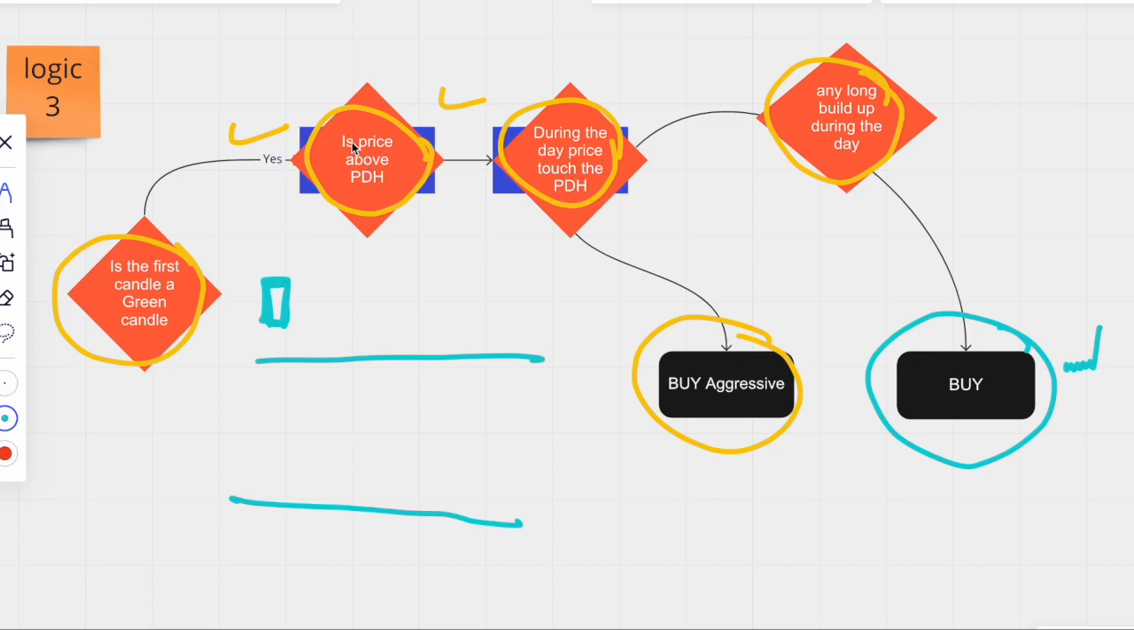Now the first two conditions are satisfied. Coming to the third condition, during the day the price has to touch the previous day high. For example, within 2-3 minutes or 2-3 candles, it has touched the price over here. Then you are going to take a trade over here only after seeing a green candle.